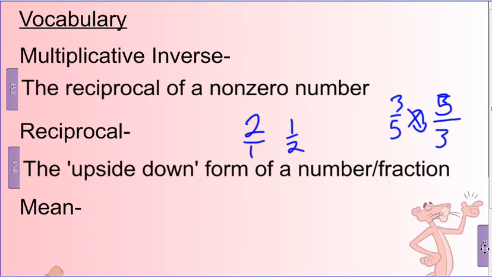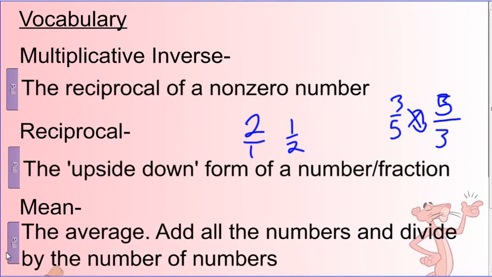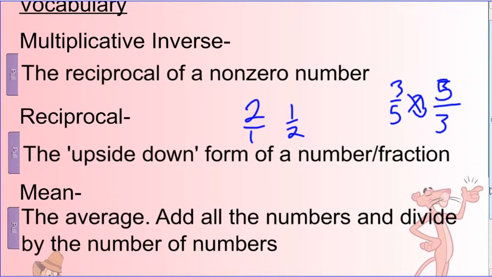That's the reciprocal. And the last word here is mean, and that is the average of a set of numbers. And we've done mean for a couple of years now. The mean means that you take all the numbers you have, all the data you have, you add it together, and then you divide by the number of data points, the number of numbers. Okay? And that's mean. That's the typical average. So if you find your average grade, you add up all your grades and divide by how many grades you had.